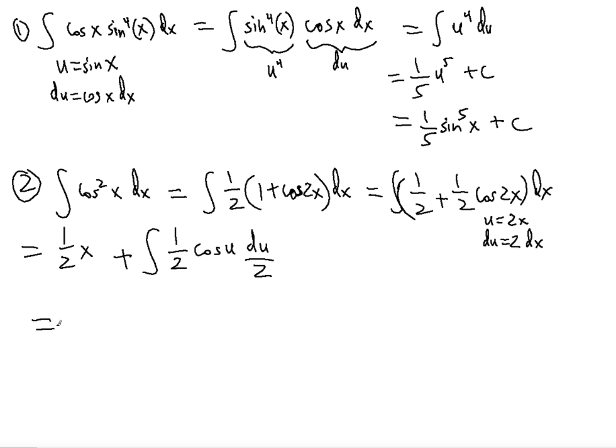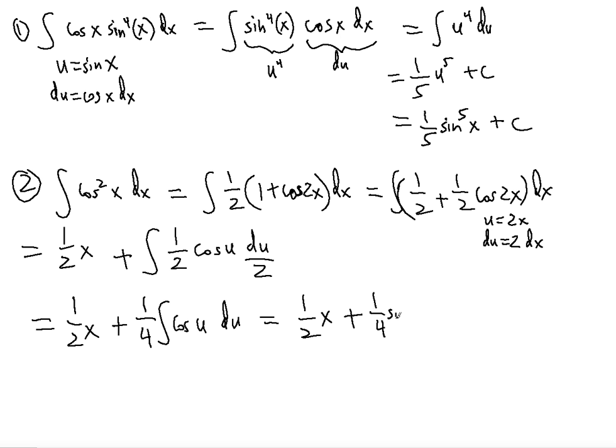Okay, so then we're going to have 1/2 x plus 1/4 cosine u du. And that turns into 1/2 x plus 1/4 sine u plus a constant. And why is it sine? Because the antiderivative of cosine is sine. You can check it back with differentiation that the derivative of sine is cosine, right? So it's going to be 1/2 x plus 1/4 sine. Now what is u? u is equal to 2x, so it's going to be sine 2x plus c.